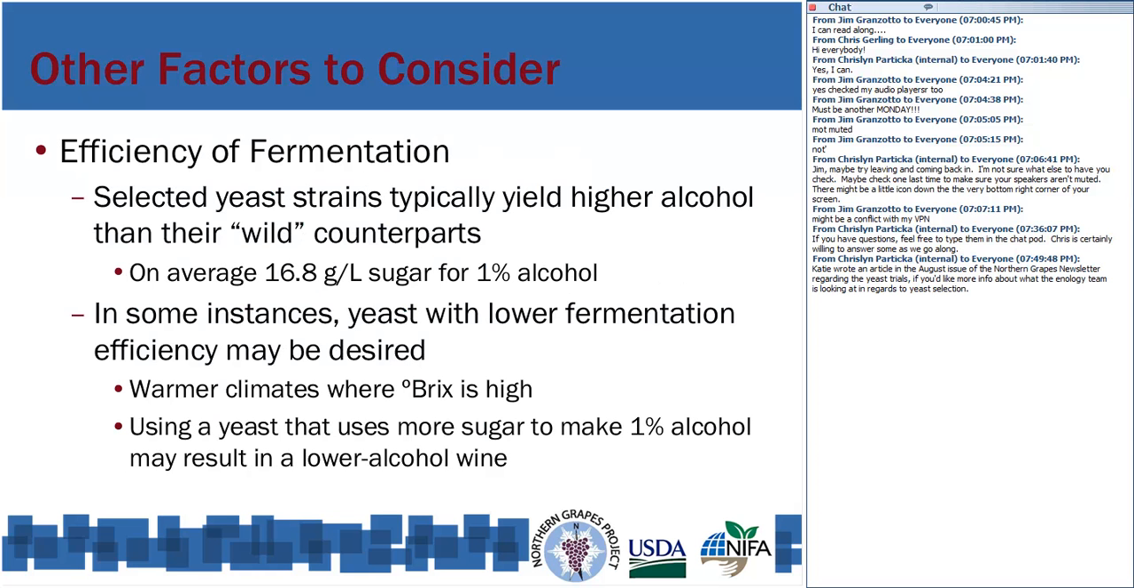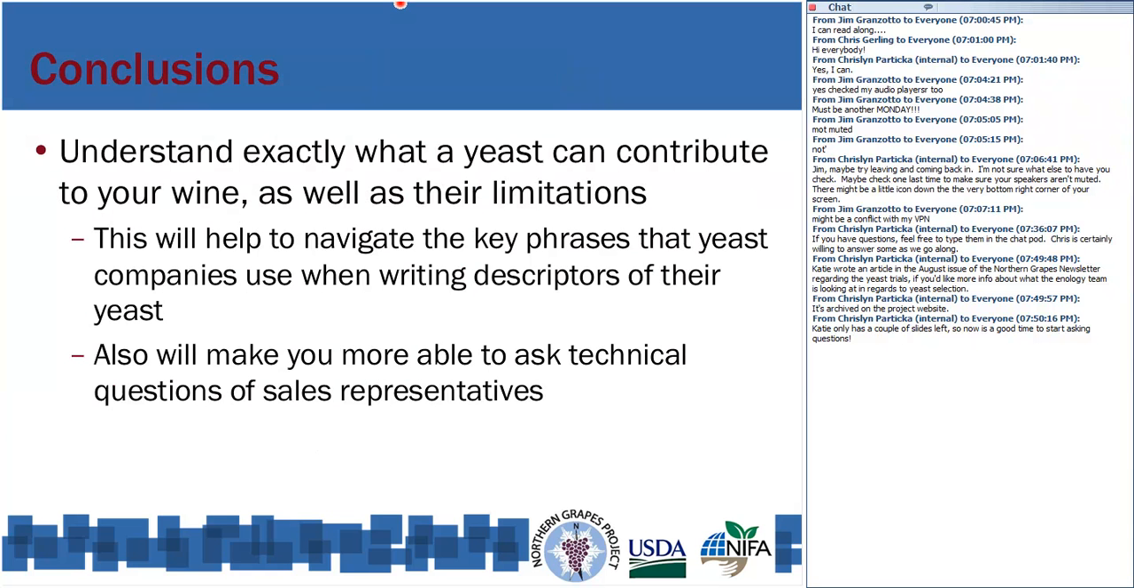Another thing that's kind of interesting is the efficiency of fermentation. We know that wild yeasts are not as efficient at converting sugar to alcohol. Usually, on average, for a cultivated yeast, we say 16.8 grams per liter for 1% alcohol. Some of them need a little bit higher, like 18 grams per liter for 1% alcohol. Some of these yeasts are becoming really important, especially with global warming and warmer climates where you get high Brix. There are actually a few cultivated strains now that have low fermentation efficiency, so if you have a high potential alcohol problem, it can lower your alcohol by 1%, or by a couple of points.